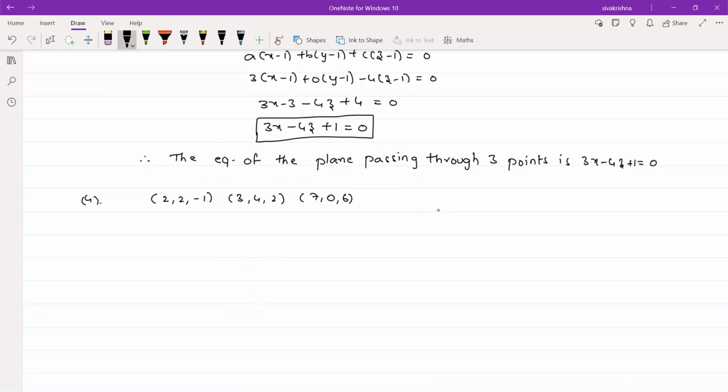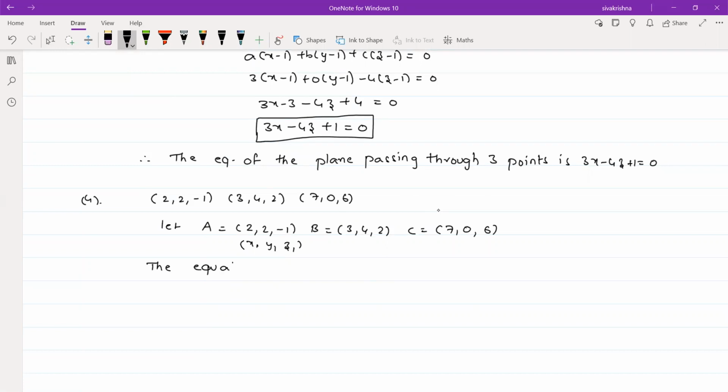So once again we have to name the points: A is 2 comma 2 comma minus 1, B is 3 comma 4 comma 2, and C is 7 comma 0 comma 6. Okay, and treat A as x1 y1 z1. We can treat any point as x1 y1 z1, not only A. We can treat B or we can treat C, but I am treating A as x1 y1 z1. Okay, right. Now I am writing the formula.